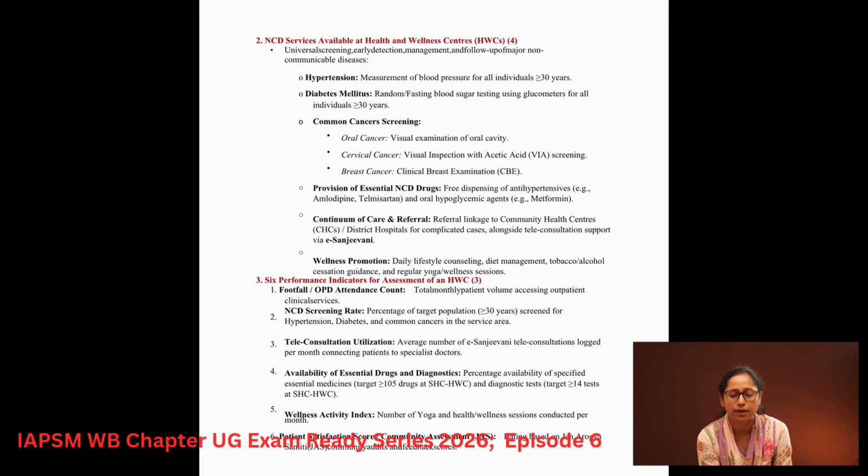then provision of essential NCD drugs, free dispensing of antihypertensives, example amlodipine, telmisartan, oral hypoglycemics like metformin, etc. Continuum of care and referral linkage to community health centers, that is the CHCs or district hospitals for complicated cases, alongside the teleconsultation, the telemedicine support via eSanjeevani. Wellness promotion, daily lifestyle counseling, diet management, tobacco or alcohol cessation guidance and regular yoga or wellness sessions.